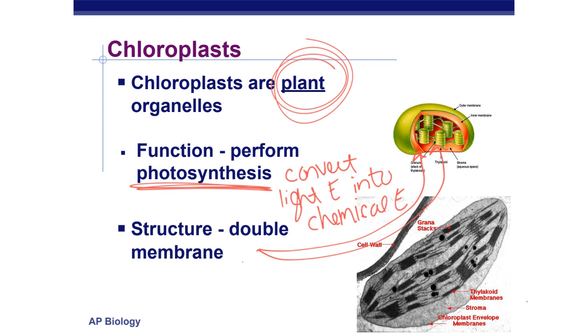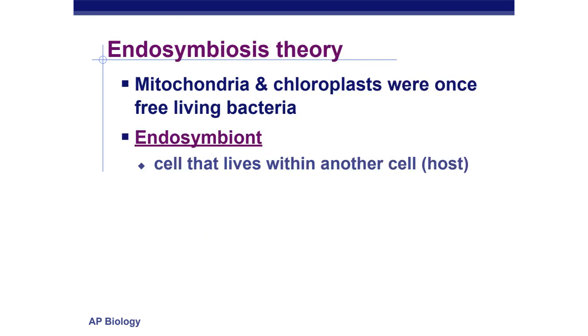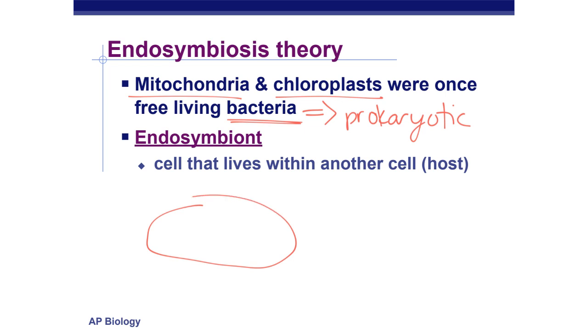The structure of chloroplasts and the structure of mitochondria are very important to a theory that we'll, again, talk about more when we do evolution, but they're very important to a theory called endosymbiosis. The endosymbiotic theory is that the mitochondria and the chloroplast were once free-living bacteria, which means they were once their own separate prokaryotic cell, with no membrane-bound organelles. And the theory is that there were larger prokaryotes. So here's a large prokaryote.